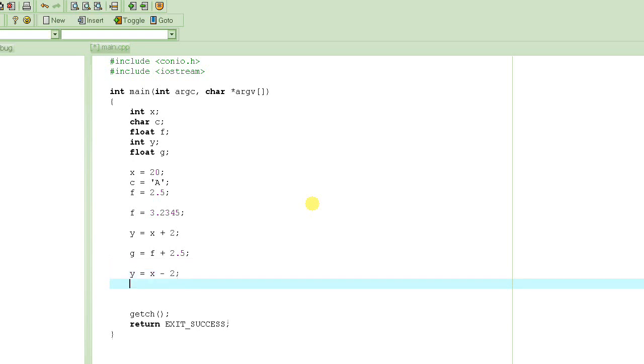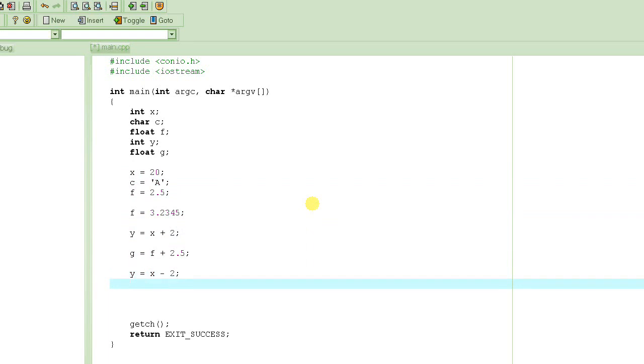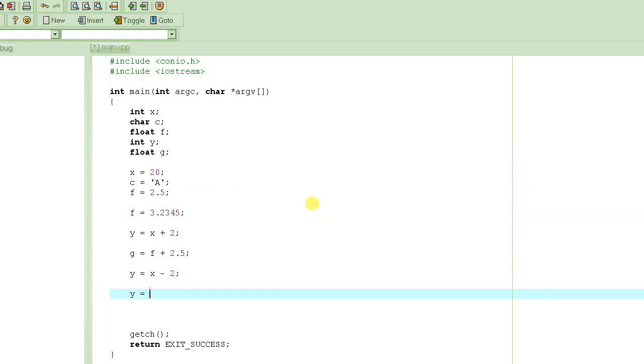So what will be the value of y after that? The value of x is still 20. So 20 minus 2 is 18. Pretty simple. You could do y is equal to x multiplied by 2. Star is the multiplication sign. X multiplied by 2. What is the value of x? It's still 20. This is the last time that we set the value of x. It's 20. So 20 times 2 is 40.